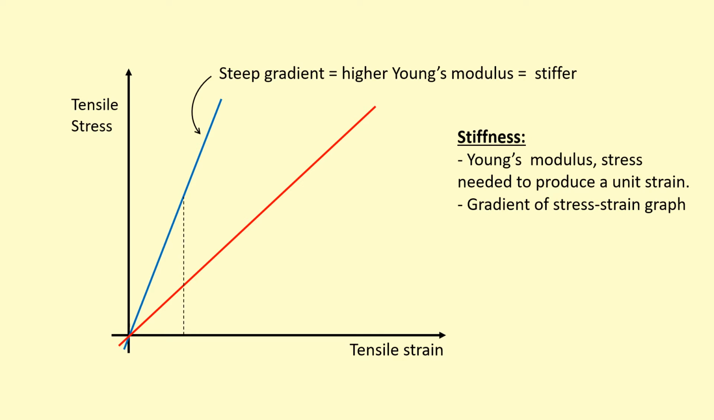Another way to think about it is that to get a certain amount of strain, basically extension, the blue graph at the top there required a larger stress, so it was stiffer.